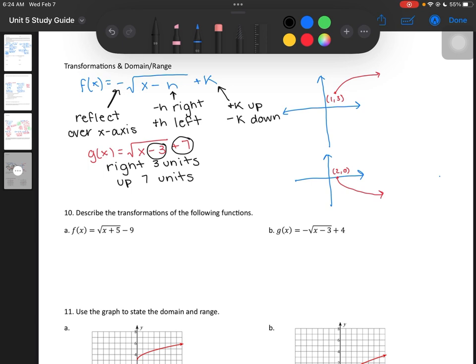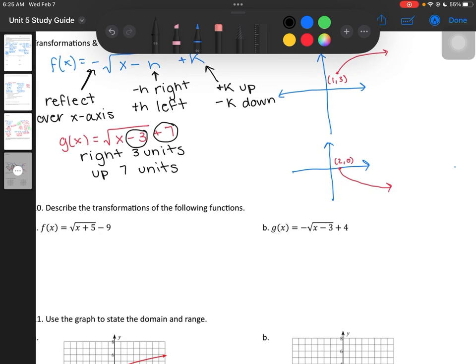If you have a hard time remembering these rules, another trick is that you can always graph it in Desmos and look for how it moves from the point 0, 0. So you'll see there's a starting point on the radical, and wherever that point moves, you can use that to help see what your transformations are.